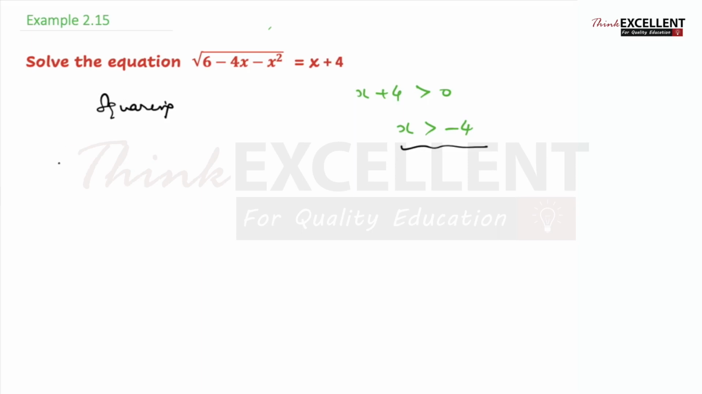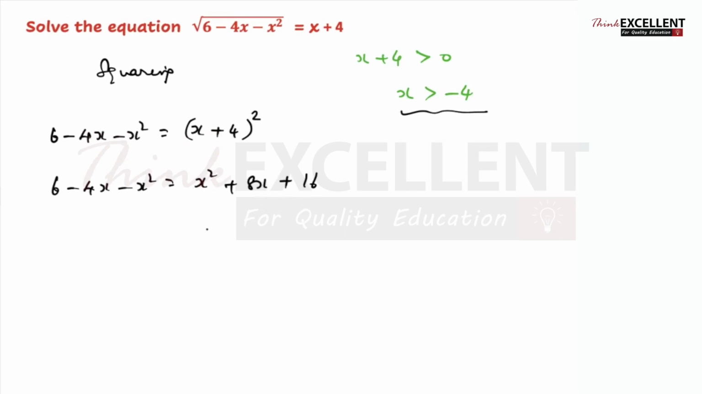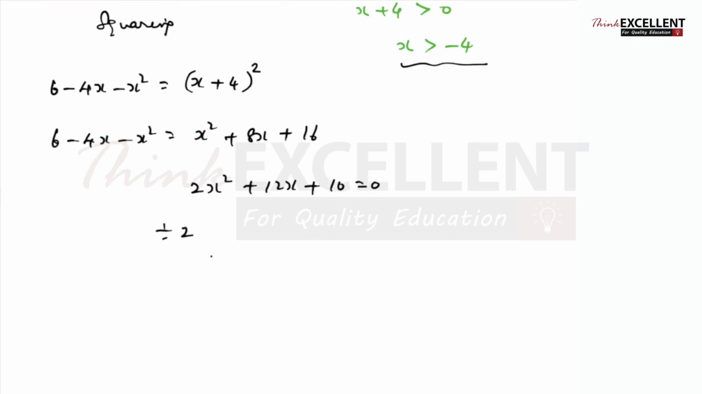Okay. So squaring, the left side root cancels: 6 minus 4x minus x square is x plus 4 the whole square. 6 minus 4x minus x square is a plus b the whole square, a square plus 2ab, 8x, plus b square, 16. Take everything to the right side: x square plus x square, it is 2x square, plus 8x plus 4x, it is 12x, then plus 10 equal to 0. Divide everything by 2, you are getting x square plus 6x plus 5 equal to 0. Factorize it: x plus 5 into x plus 1 equal to 0.